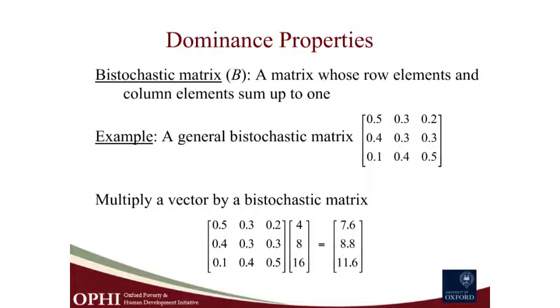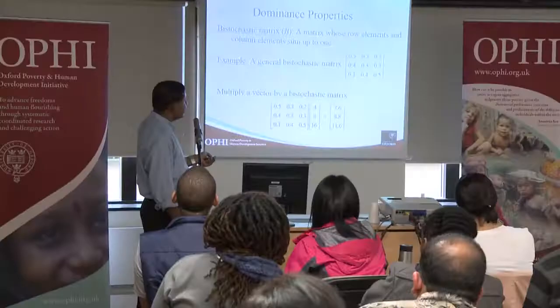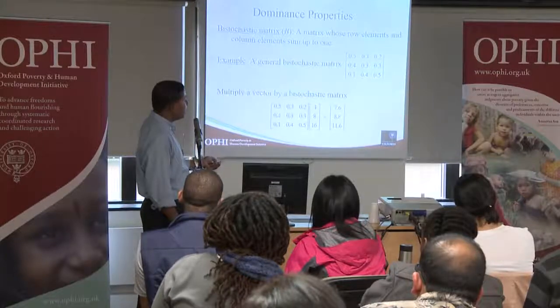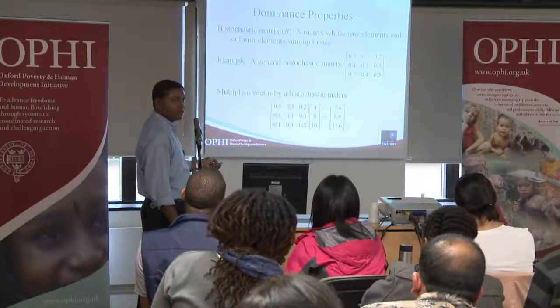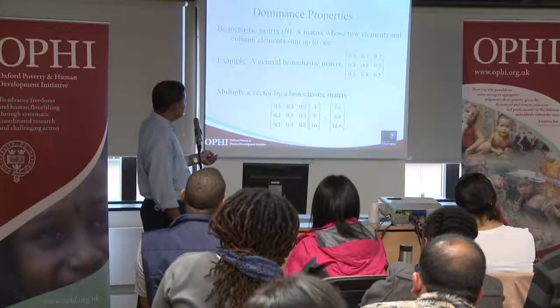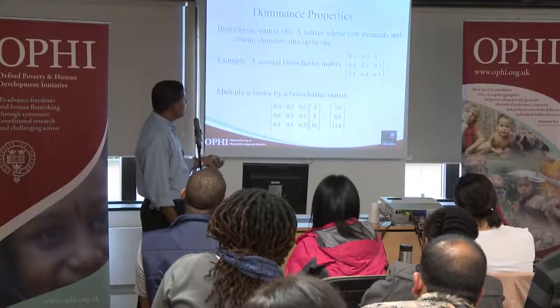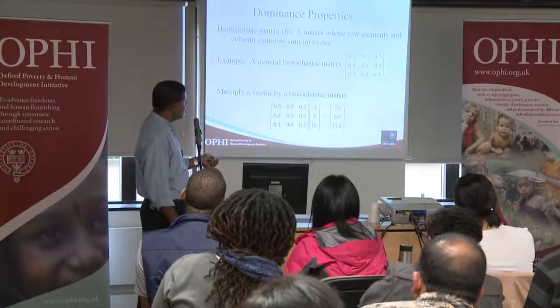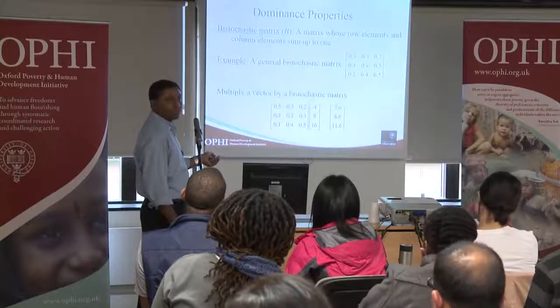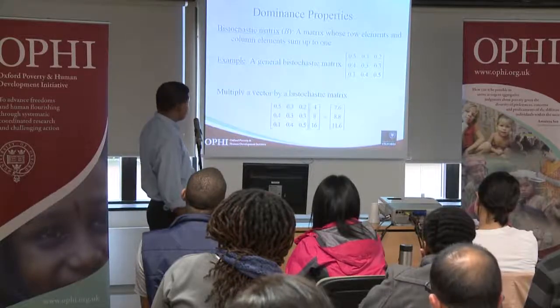Similarly, from here 4, 8, 16, if you want to get a completely equal distribution, the bistochastic matrix would be 1/3, 1/3, 1/3, 1/3, 1/3, 1/3, 1/3, 1/3, 1/3. So if you have all entries as 1/3, you will get a completely equal distribution, which will be 4 plus 8 plus 16, 28, divided by 3. Completely equalized. Okay.